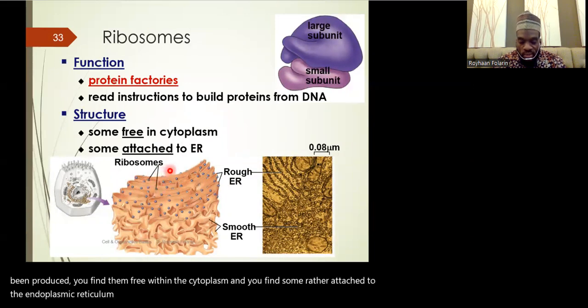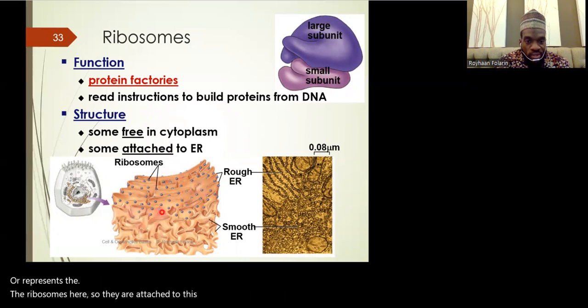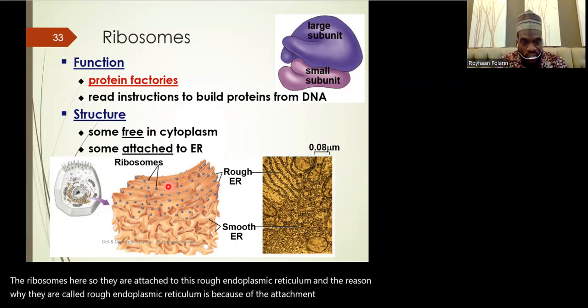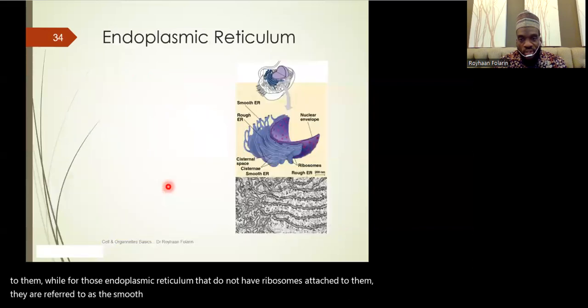So these little dots represent the ribosomes here. They are attached to this rough endoplasmic reticulum. And the reason why they are called rough endoplasmic reticulum is because of the attachment of the ribosomes to them. While for those endoplasmic reticulums that do not have ribosomes attached to them, they are referred to as the smooth endoplasmic reticulum.